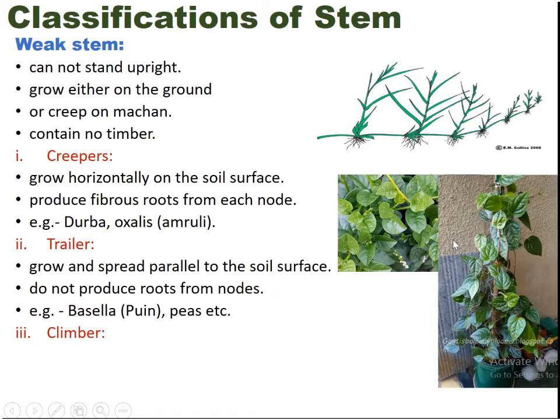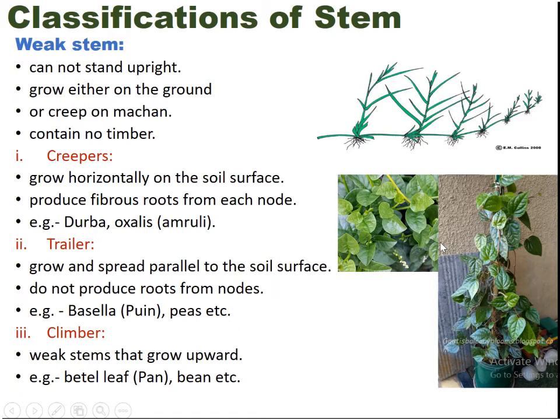And another one is the climber, that means they climb. These are weak stems, and they grow upward only when they have support. They use a support. It can be a wall, it can be a stick, it can be bamboo, whatever it is. So these climber plants have weak stems and they grow upward, and with the help of some forms of support they can climb, such as the betel leaf, that means the palm bean plant, etc.